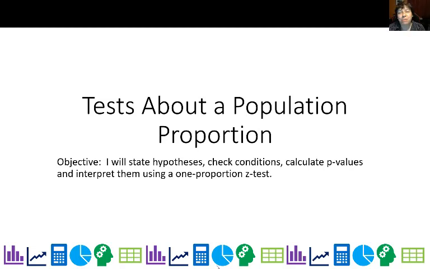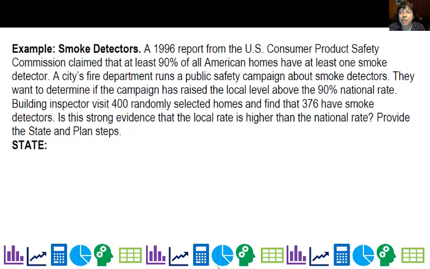And we will be talking about rejecting and failing to reject hypotheses as we do tests about a population proportion. So we're going to look at this example with smoke detectors. A 1996 report from the U.S. Consumer Product Safety Commission claimed that at least 90% of all American homes have at least one smoke detector. A city's fire department runs a public safety campaign about the smoke detectors.